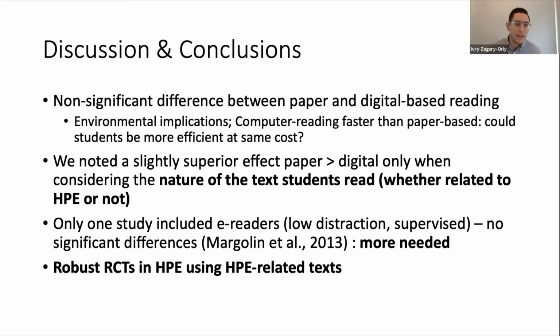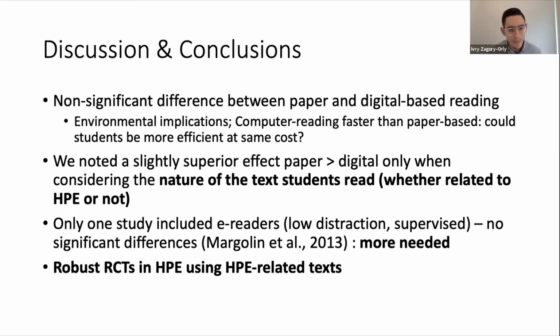So in general, we can say that there's a non-significant difference between paper and digital-based reading. And again, all our results and findings were interpreted with a lot of caution given the number of studies that we included. But what could this potentially mean?